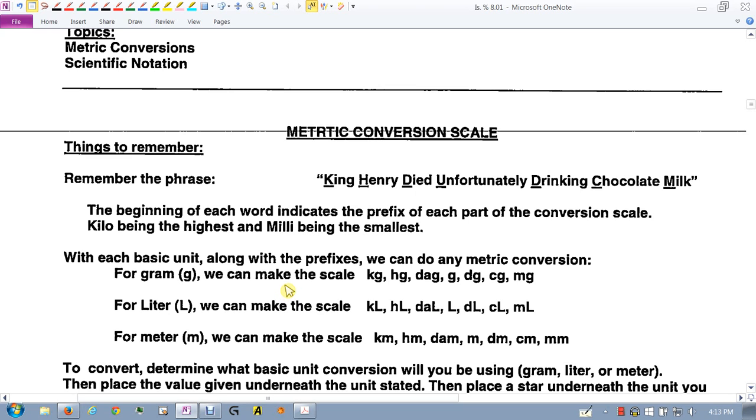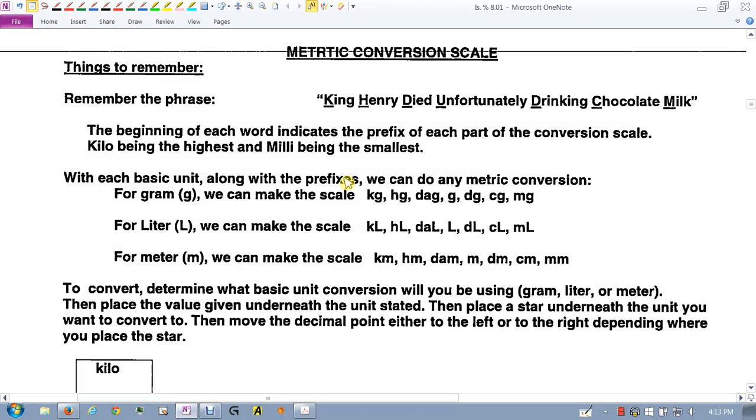So there's a phrase that we can use to help remember things. Has anyone ever heard that phrase before? King Henry died, unfortunately, drinking chocolate milk. I don't know.